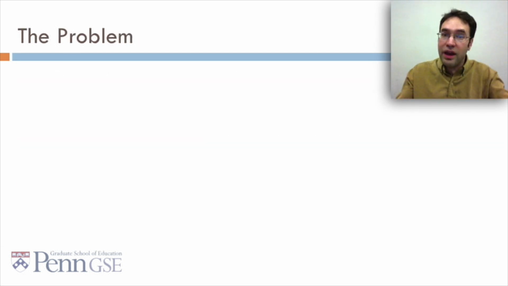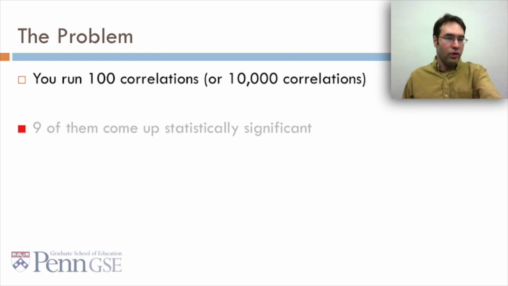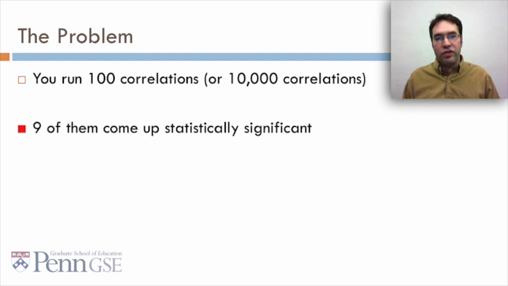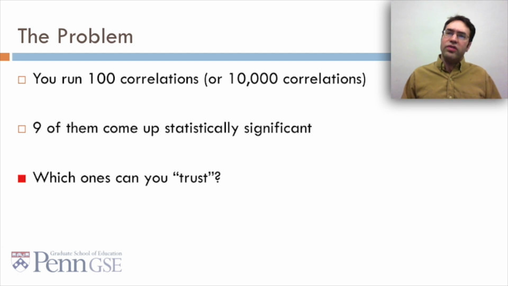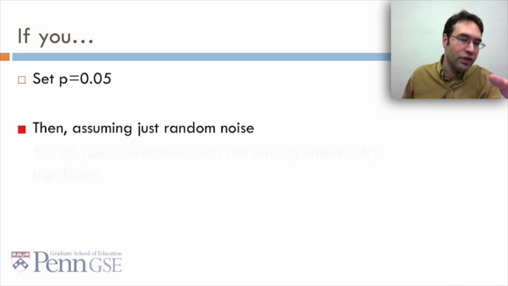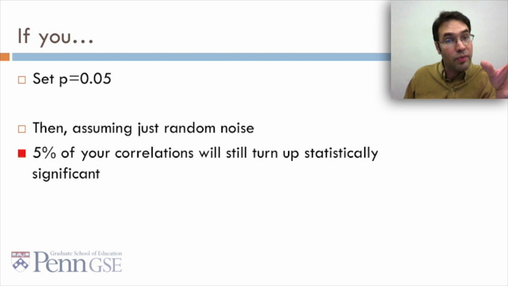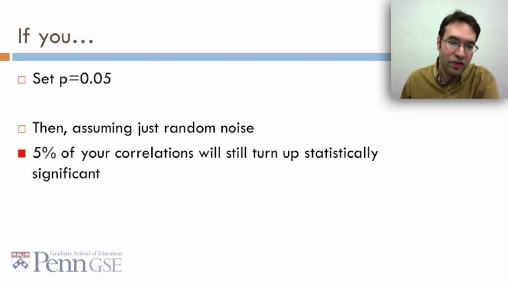Now you might think, hey, let's just run 100 correlations and we're done. Well, that's kind of what you do, but there are some challenges. First of all, let's say you run 100 correlations or 10,000 correlations, and 9 of them come up statistically significant. Which ones can you trust? Is it just that you take these 9 and you say, we're good, these 9 effects are real? Well, if you set p equals 0.05, then just assuming random noise, 5% of your correlations are going to turn up statistically significant, which might be a problem if you're doing 10 million correlations.